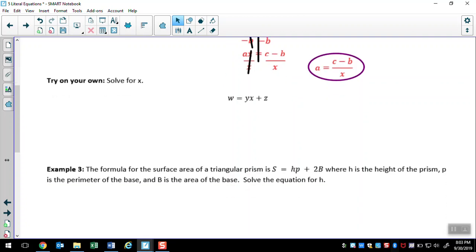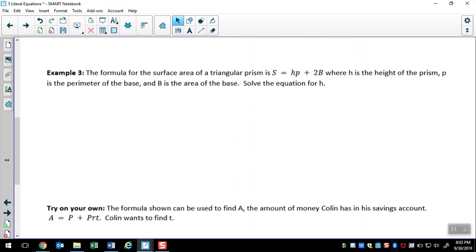Alright, I want you to try this one on your own. Go ahead and pause the video now. Alright, let's come down and look at example 3. The formula for the surface area of a triangular prism is S equals HP plus 2B, where H is the height of the prism, P is the perimeter of the base, and B is the area of the base. Solve the equation for H.